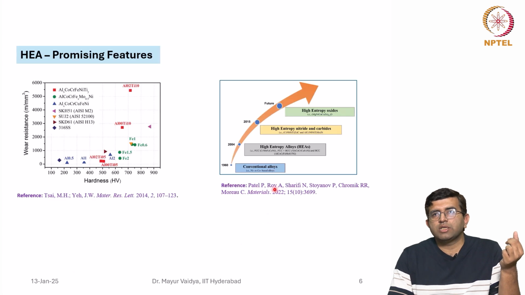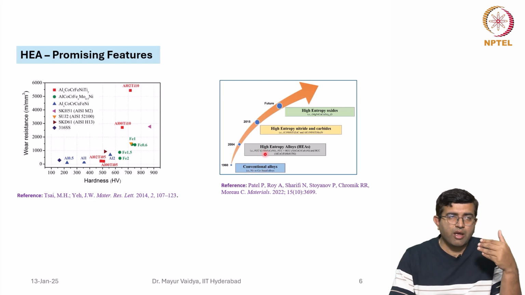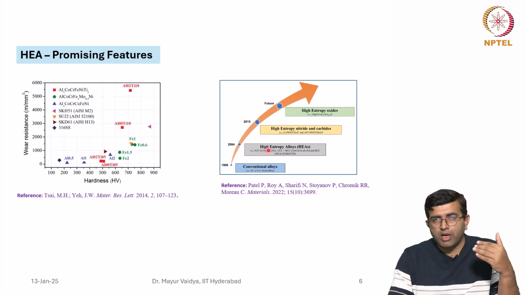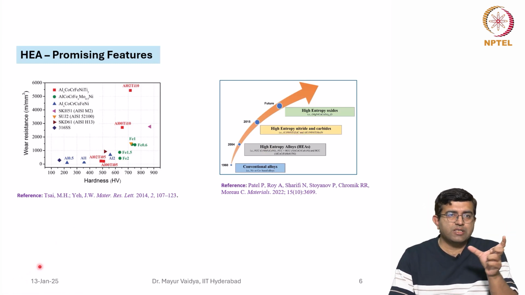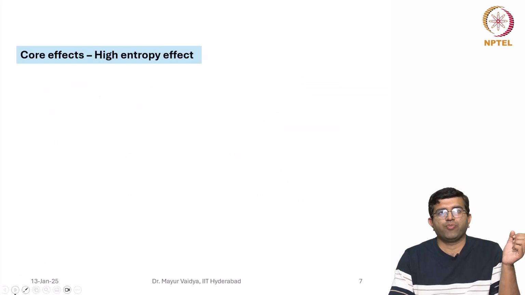And what is expected is that in the future, we started from the conventional alloys, then high entropy alloys. Now people have also started talking about the high entropy nitrides and the carbides and the oxides. So basically, the design concept of high entropy is coming into several material systems.